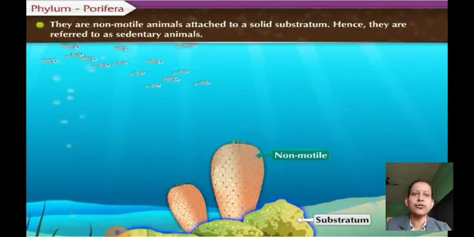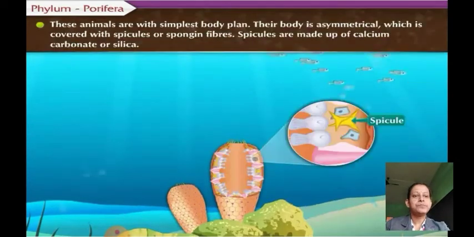So also these animals, since they are attached to one place, that is the substratum, which can be a ground or a rock, are called sedentary animals. So these are non-motile animals. Non-motile means non-moving, attached to a solid substratum, hence they are referred to as sedentary animals.